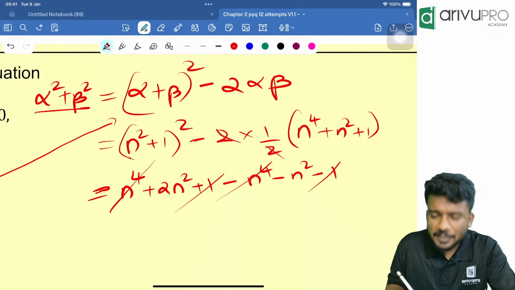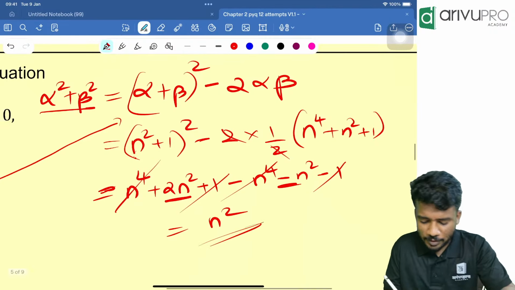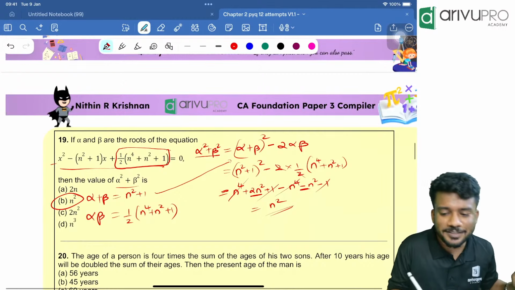1 and minus 1 got cancelled. 2n square minus n square is how much? N square. So option B is your answer.